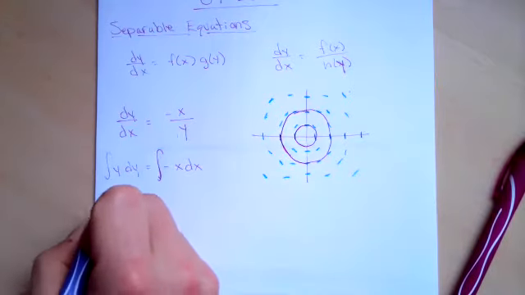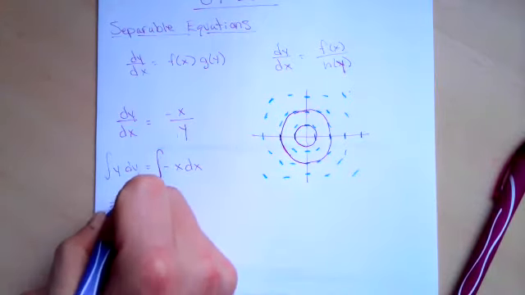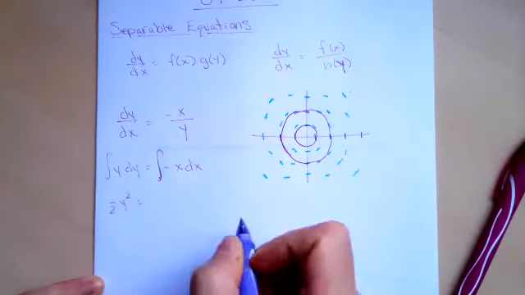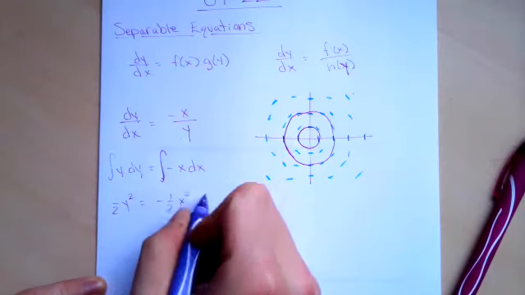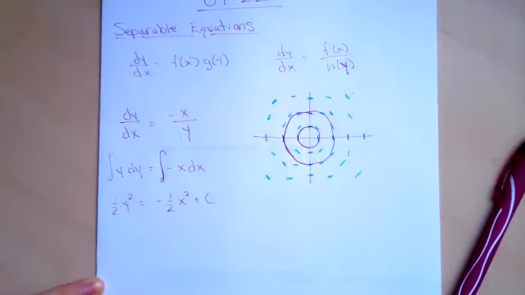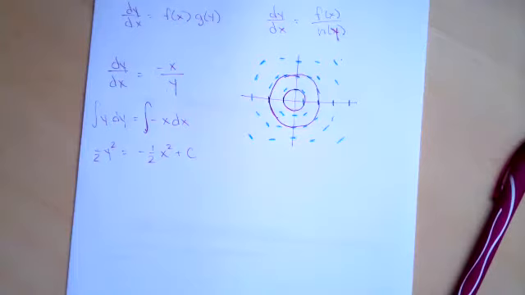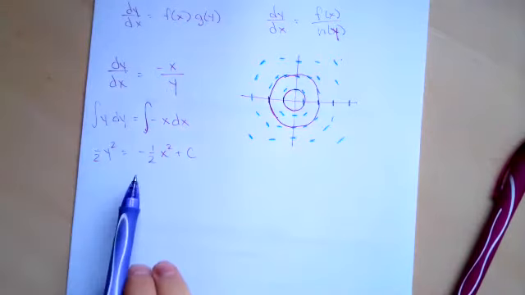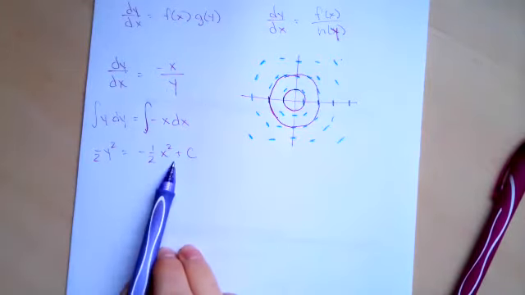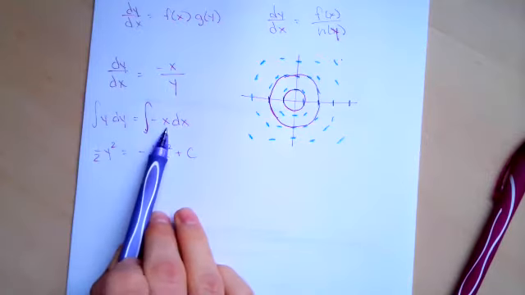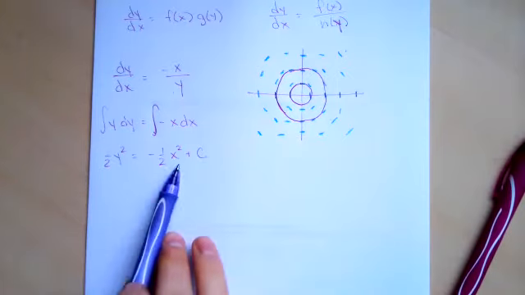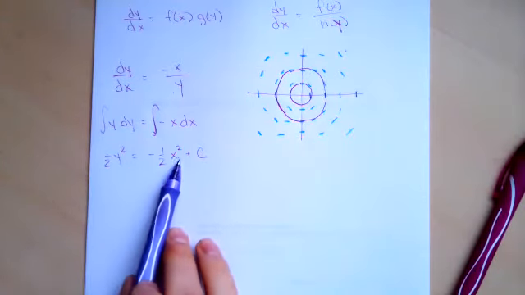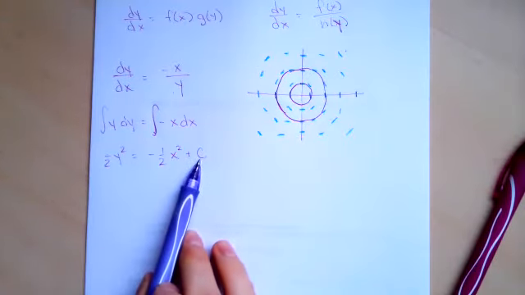And what do we get? So that's 1/2 y squared equals negative 1/2 x squared plus a constant. So in all these separable equations, it's just common practice to put the plus a constant with the x variable. Since ideally we want to solve for y as a function of x, if we can, we usually just like to keep the constant over with the x's.